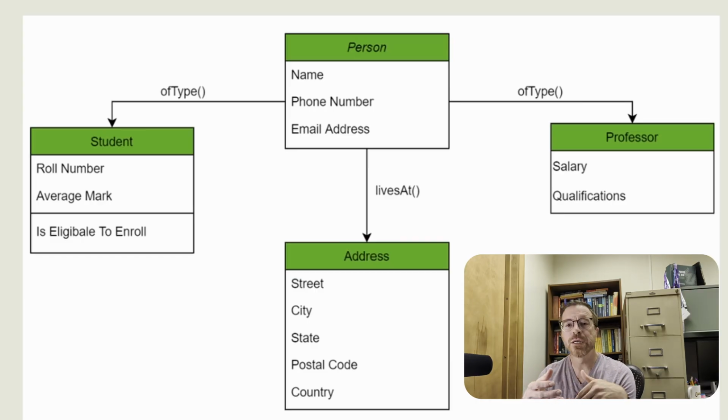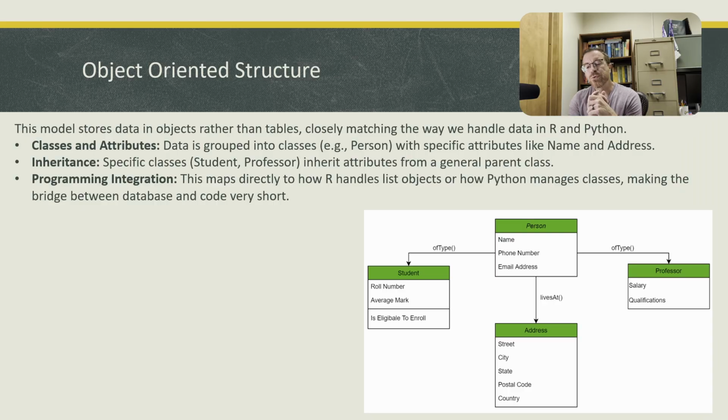When we create objects, you have certain attributes and data that you associate with them that can be called on, and actually be part of bigger objects, sub-objects, things like that. So this maps directly again to how R handles list objects or how Python manages classes, making the bridge between database and code very short. And this is why I mentioned previously that when you're learning SQL, once you have a little bit of background in data, it's pretty easy to pick up because it's very similar to what you're already using. In fact, it translates very closely when you're using R to access, for example, a SQL database.